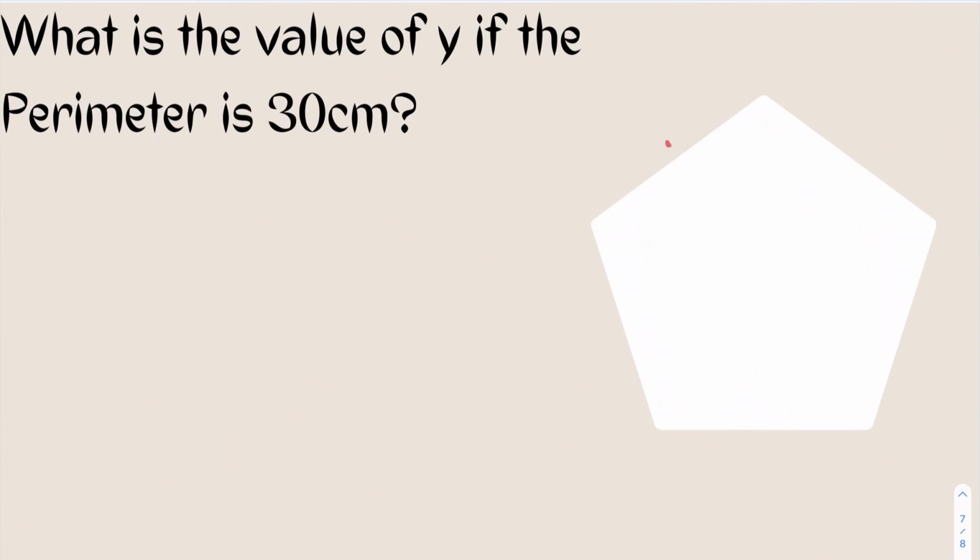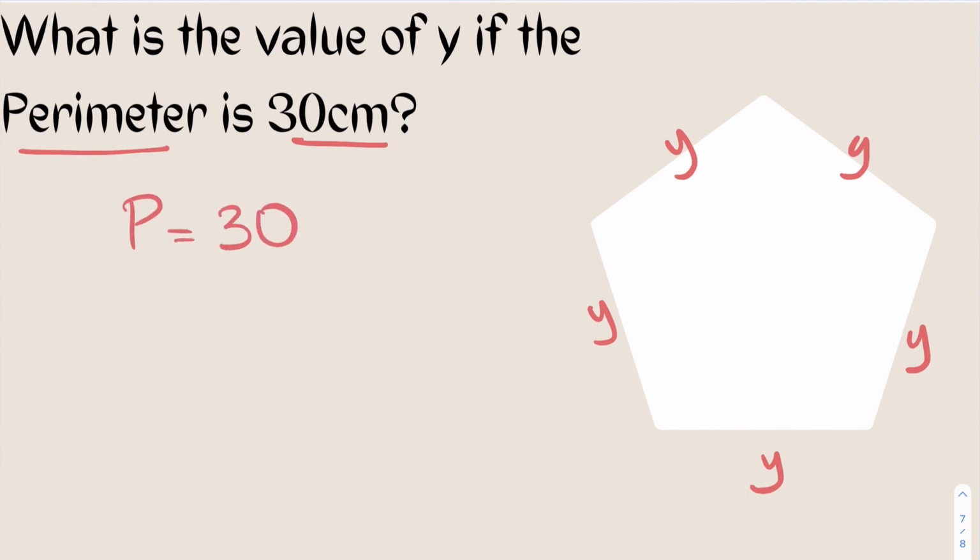Now for this question here, again, we've got y for each of these sides. And it says, what is the value of y if the perimeter is 30? So I'm going to write that down first. The perimeter is 30 centimeters. And I also know that to find the perimeter, I have to add up each of the sides. So I've got 5 of the y's all added together. So I'm going all the way around this shape. Y add y, add y, add y, add y.